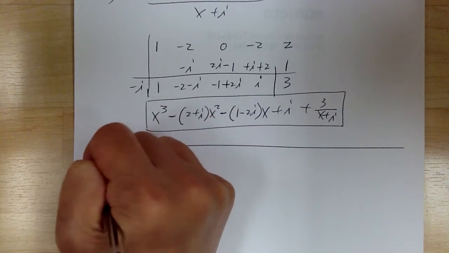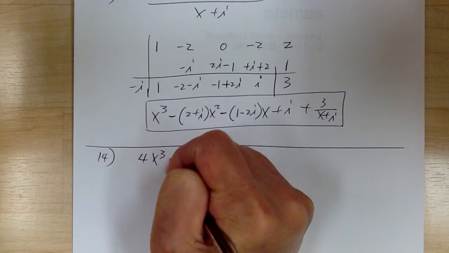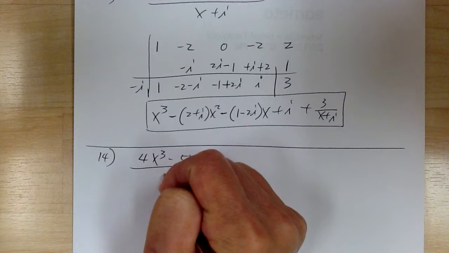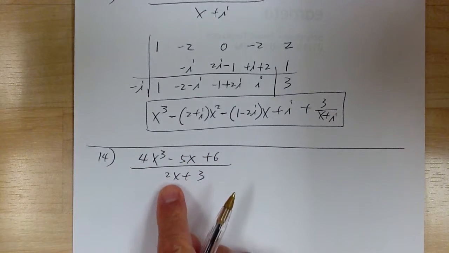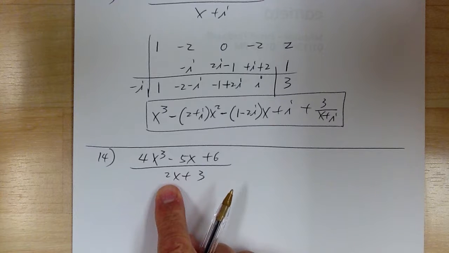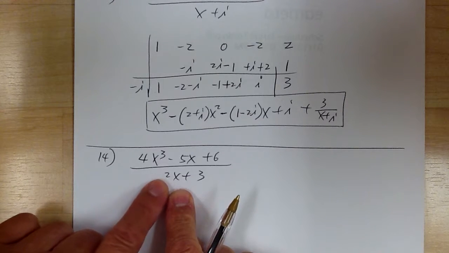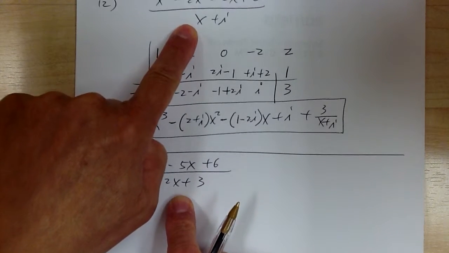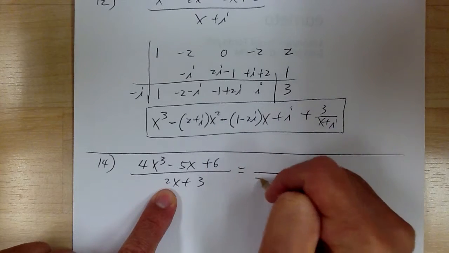Okay, let's go to number 14. You have 4x cubed minus 5x plus 6 divided by 2x plus 3. So notice there's a 2 in front of the variable. So what you need to do, you have to go and factor out the 2 from the bottom first before you can. When you use synthetic division, you cannot have any coefficient in front. So first you need to go and factor out the 2 from the bottom.